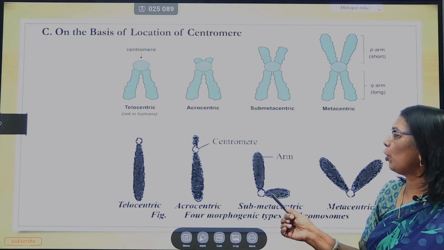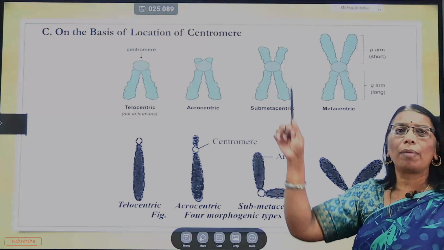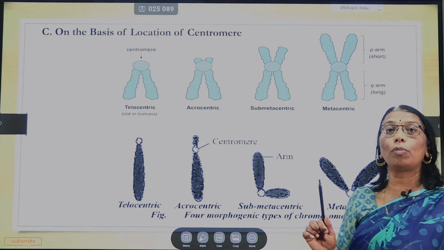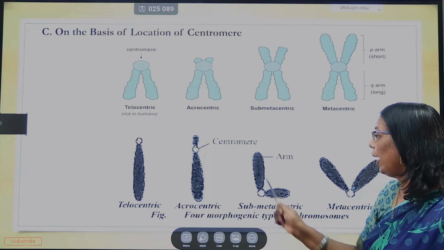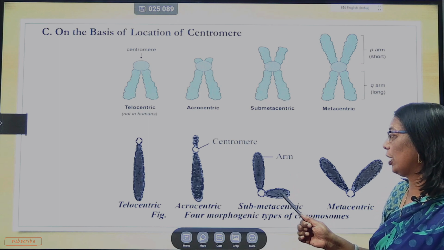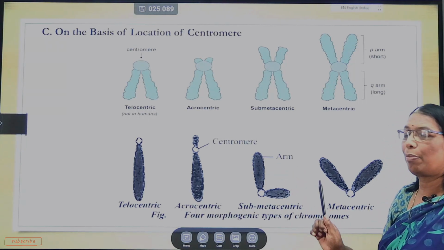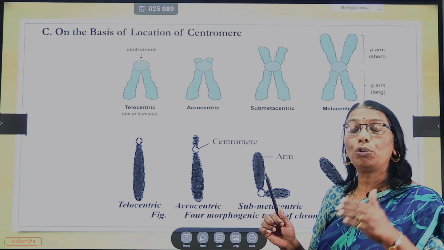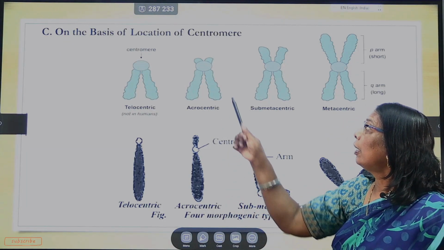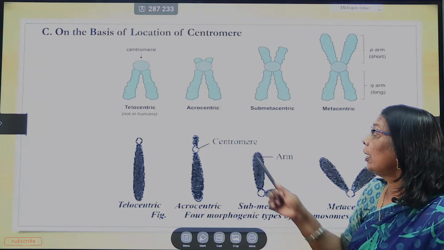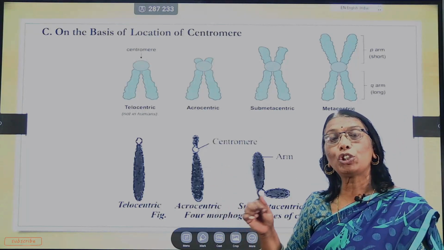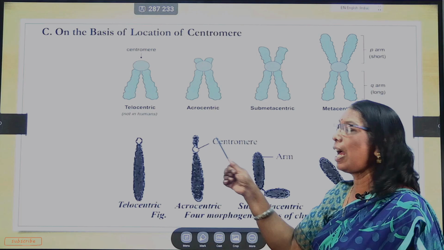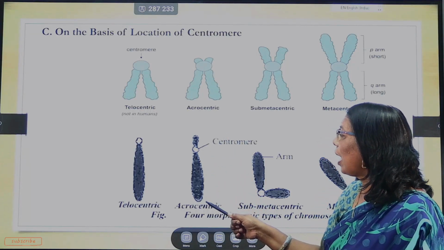Submetacentric chromosome means the centromere is present slightly away from the middle. Therefore, one arm is long, one arm is short. And these chromosomes during anaphasic movement show an L-shaped configuration as well as structure. Their one arm is long, another arm is short. The third type of chromosome is acrocentric. Towards the end of that chromosome, the centromere is present. Therefore, these chromosomes during anaphasic movement show a J-shaped structure. Therefore, one arm is very short and another arm is a long one.